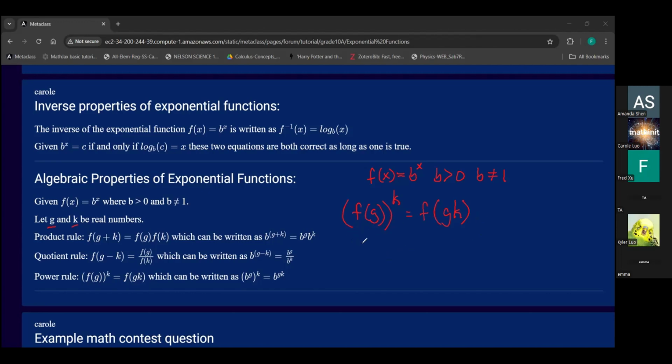And so in order for this to make sense, you have b to the power of g. I'm just rewriting this one. This is f of g, all this to the power of k, is equal to b to the power of g, all this to the power of k. And this is following the arithmetic exponent rules. This is equal to b to the power of g times k. So as you can see, it is the same thing written over here.